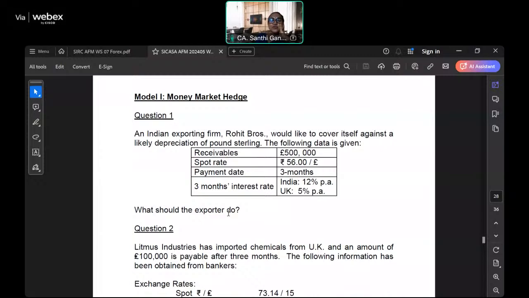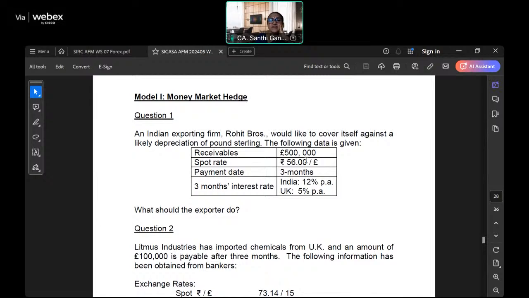What should the exporter do? An Indian exporting firm, Rohit Brothers, would like to cover itself against a likely depreciation of pound sterling. Following data is given. How much is your receivable?